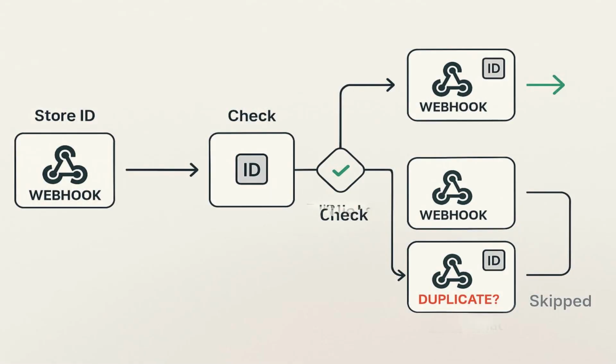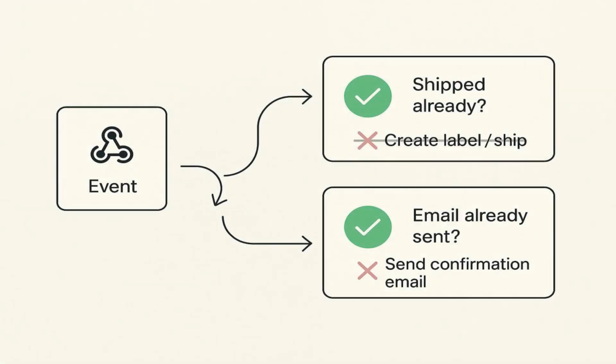The second mistake is assuming every webhook is unique. The fix is to store the event ID and check if you have already handled it before proceeding. The third mistake is building actions that break if they run twice. The fix is to make downstream steps idempotent so that repeating the process doesn't change the correct end result.